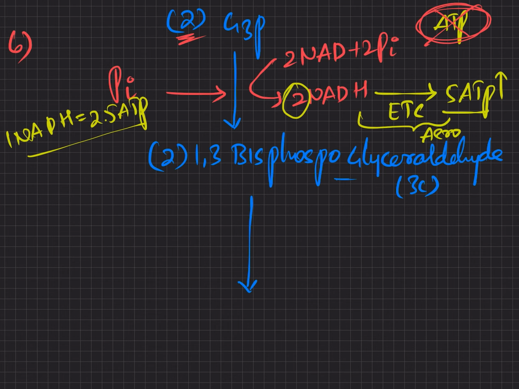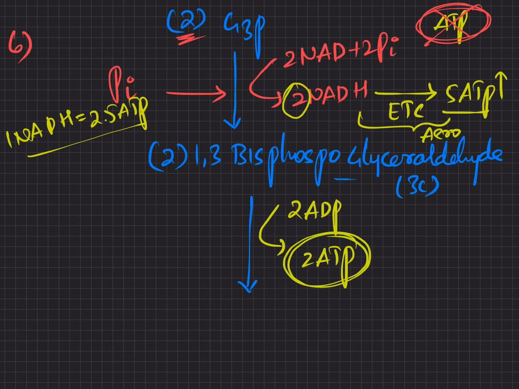We'll remove a phosphate. If you remove the phosphate, what happens? 2 moles of ADP accept the removed 2 moles of phosphate and become 2 moles of ATP. So here we have formed ATP. This reaction is mediated by the enzyme phosphoglycerokinase. Again kinase, the removal of phosphate also takes the ending kinase. So this seventh reaction, where there is a production of ATP, is substrate level phosphorylation.